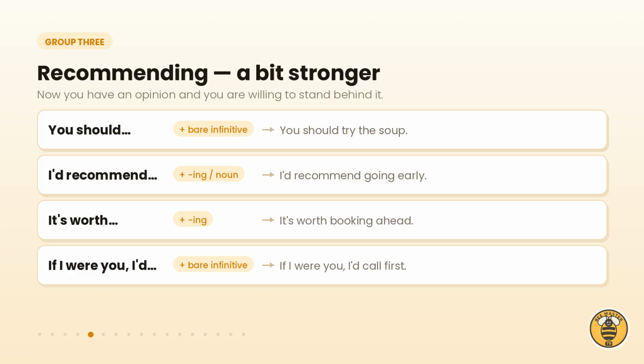Group 3. Recommending. This is a bit stronger. Now you have an opinion and you are willing to stand behind it. You should try the soup. I'd recommend going early. It's worth booking ahead. If I were you, I'd call first. Notice that recommend and worth both pull the ing form, while should and I'd take the bare infinitive.